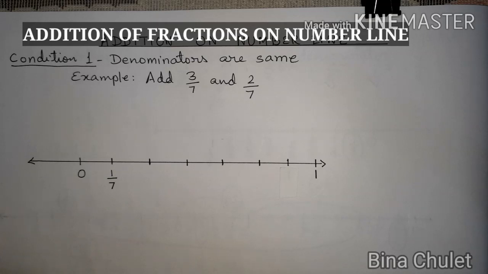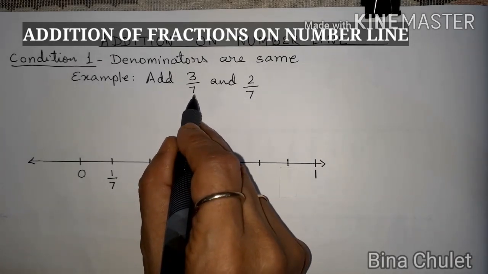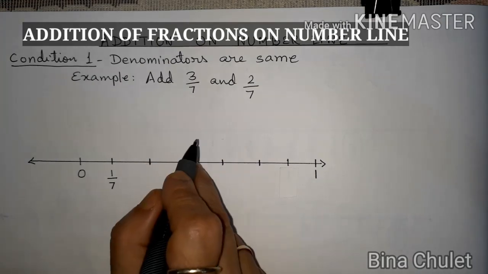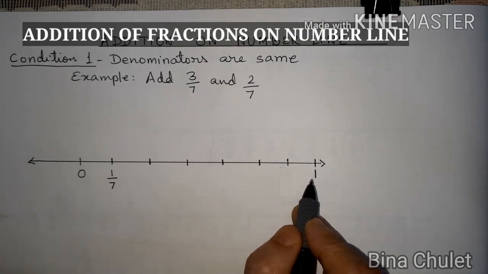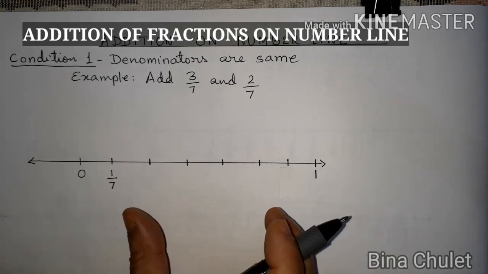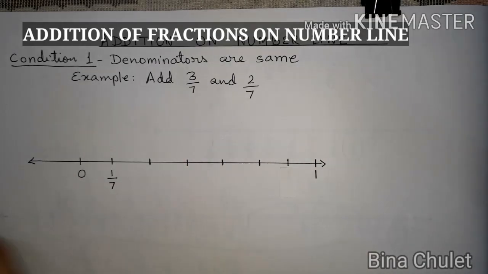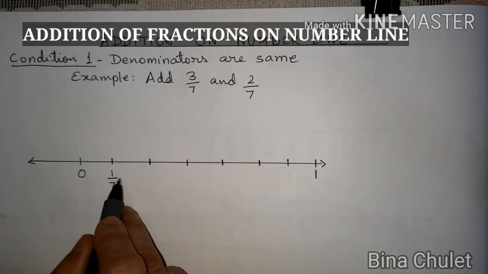Now how do we do that? For that we have to look at the denominator. Whatever is the denominator, the space between 0 and 1 should be divided into parts equal to the denominator. Here it is 7. So we divide it into 7 equal parts.